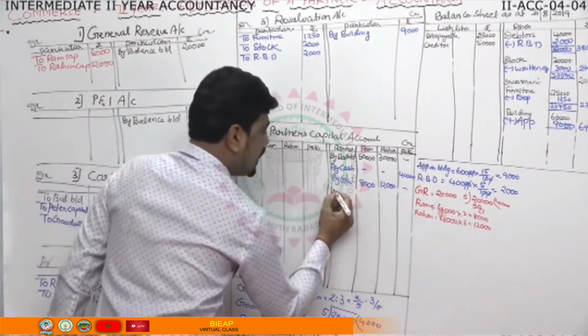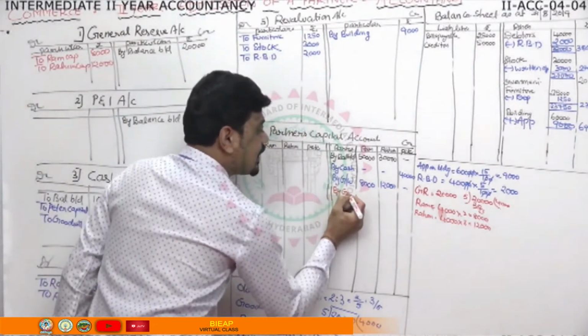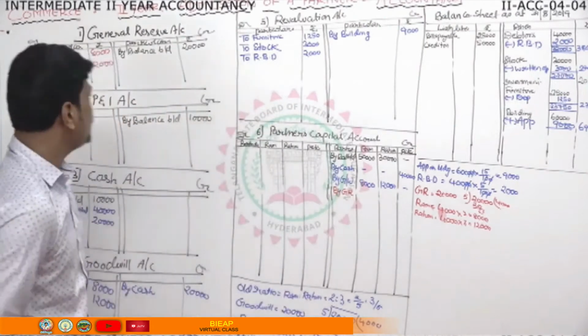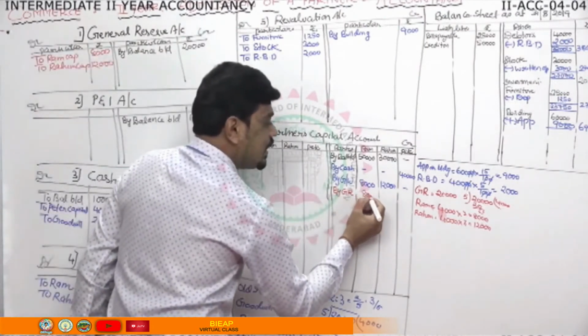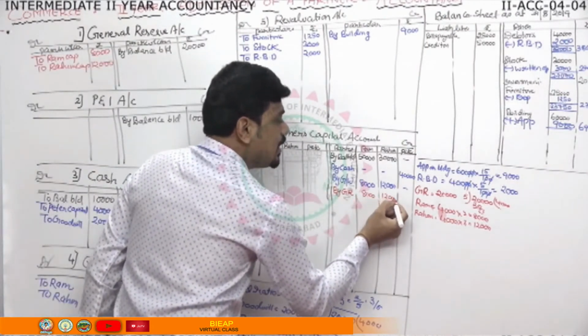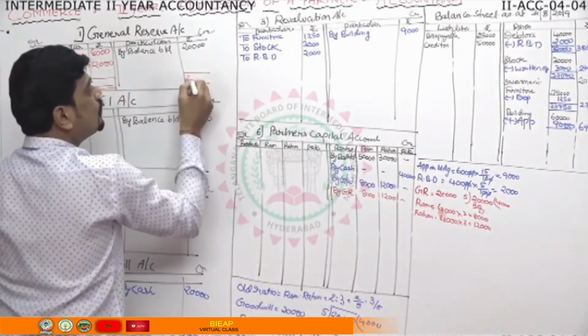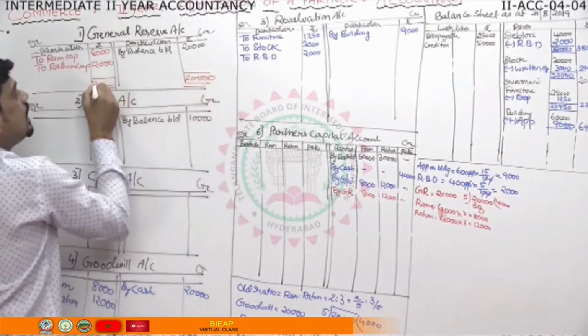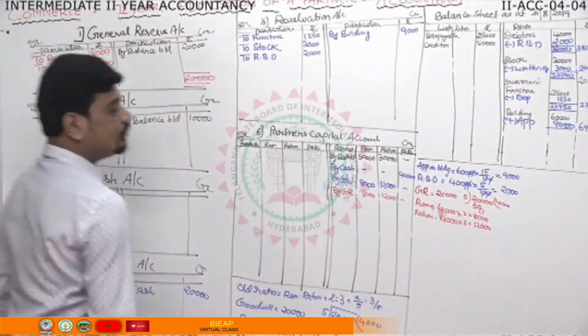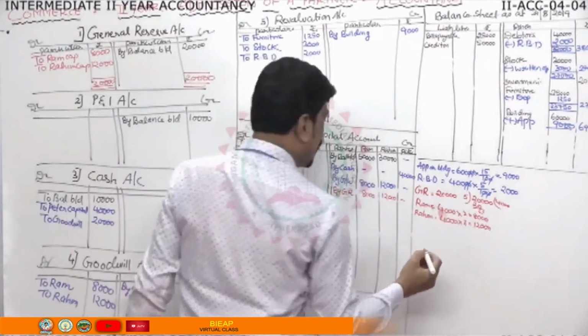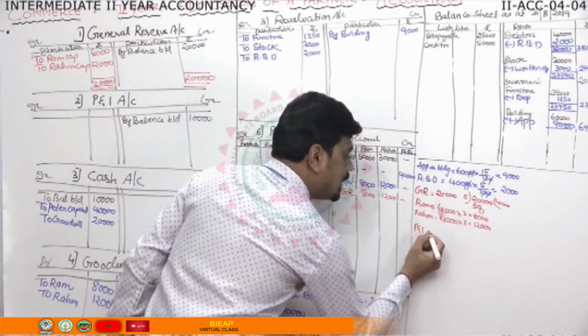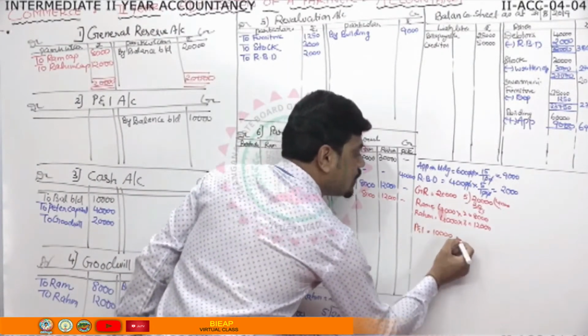So second effect in partners capital by general reserve: 8,000 and 12,000. So even the general reserve account is closed with 20,000. Then we have profit and loss account, which is again an accumulated profit, 10,000.